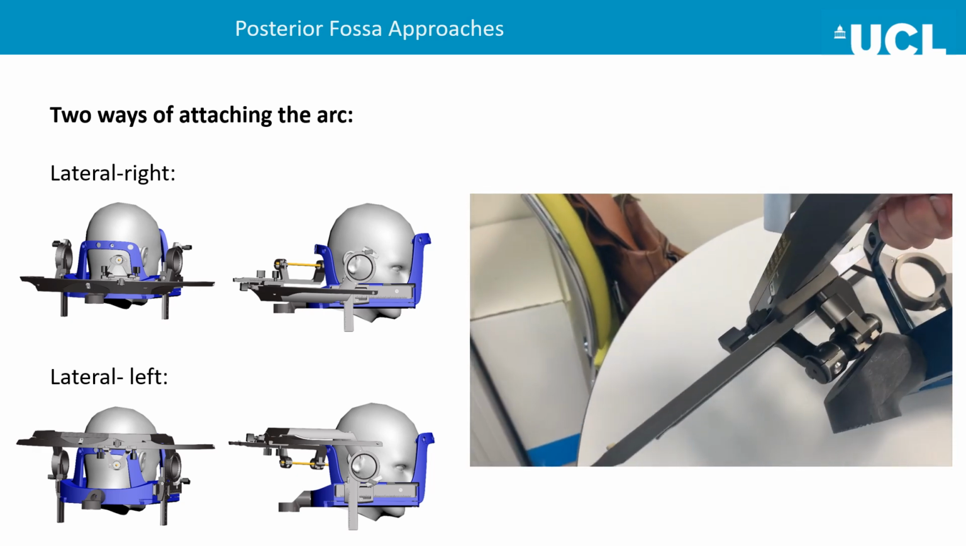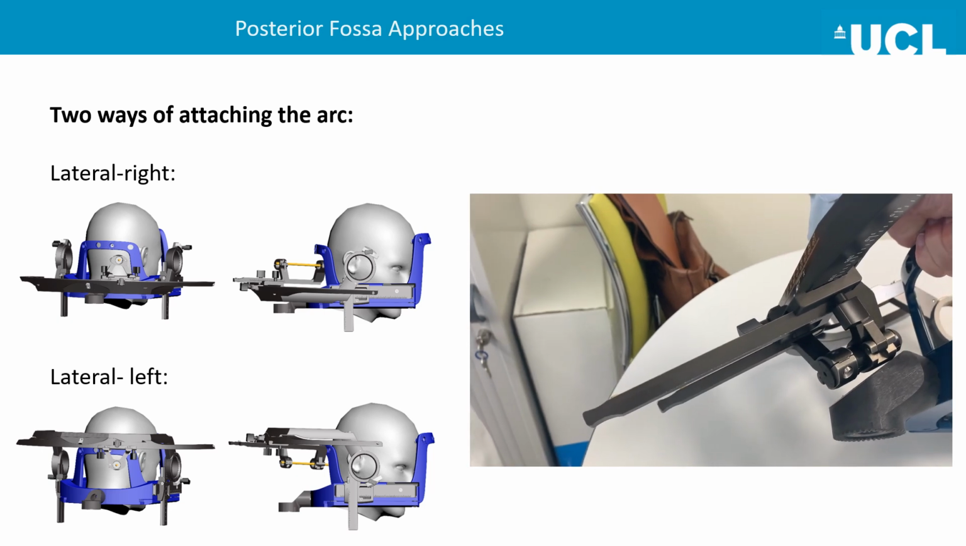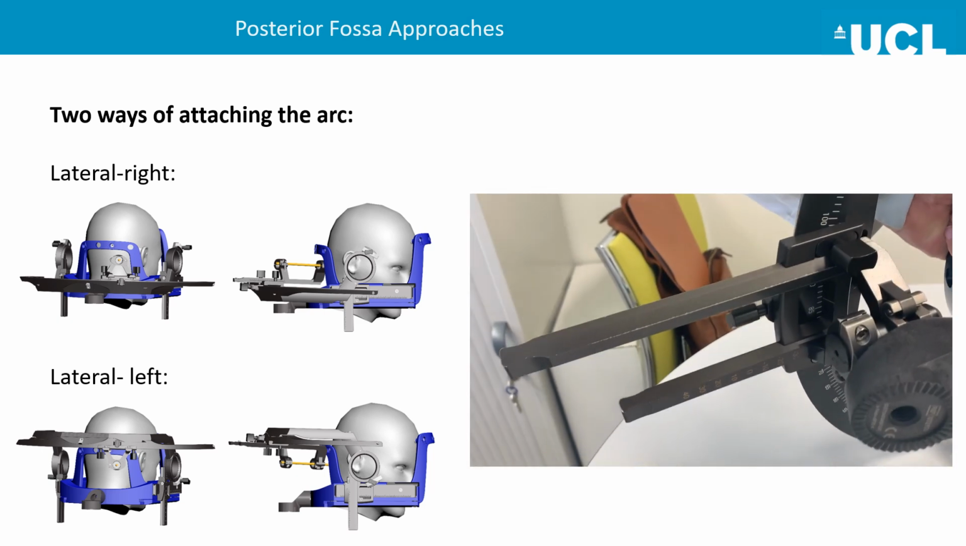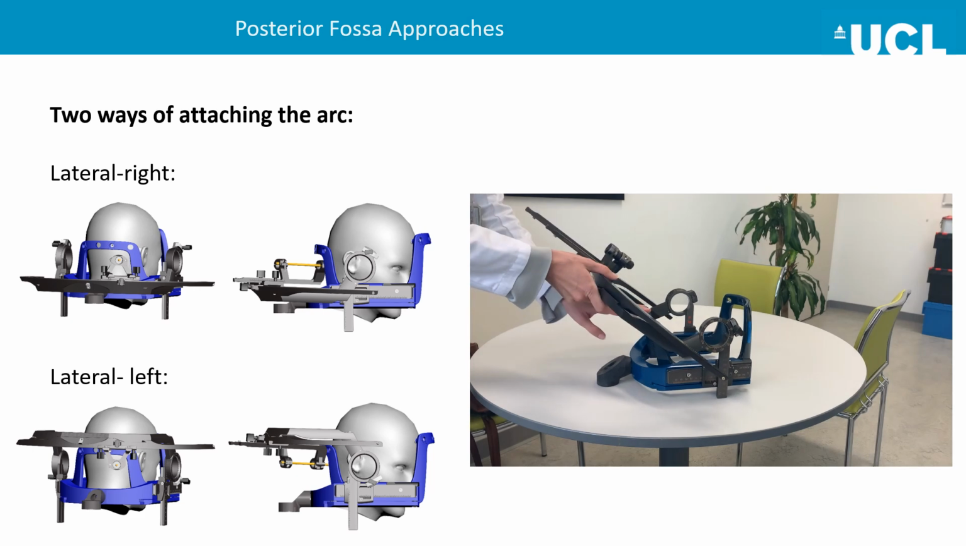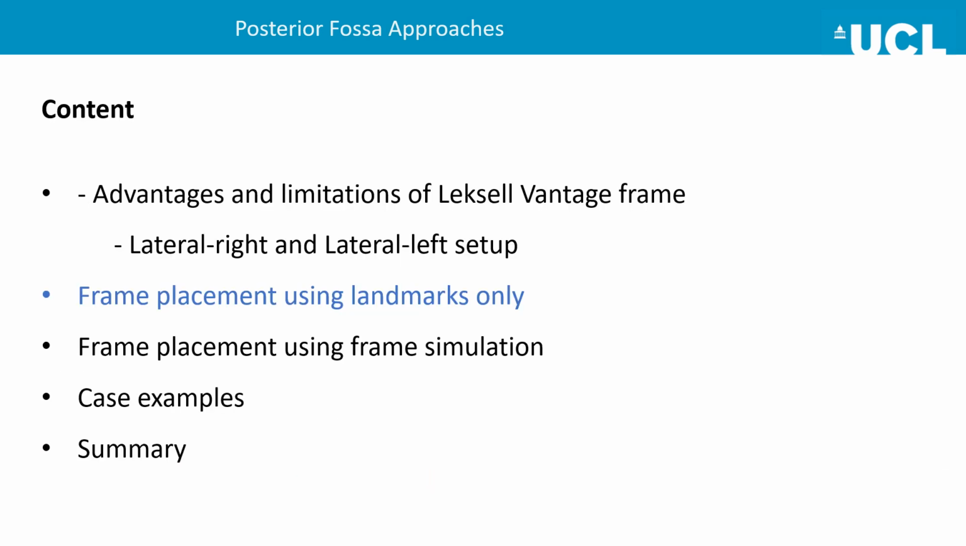However, as you can see, you can also bump into the attachment holder if you come from very medial. So that is something to take into consideration. So taking all of this together, the most important step when using the Vantage frame for the posterior fossa is to plan the frame placement. And there are two different ways, and I will start with the less technical one.